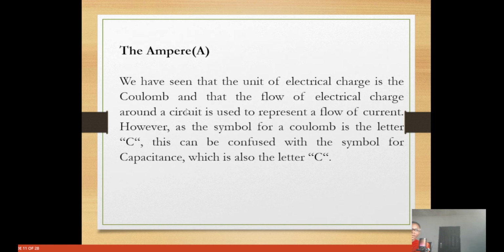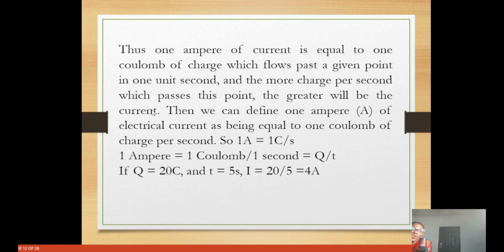The ampere. We have seen that the unit of electric charge is the coulomb, and that the flow of electric charge around a circuit is used to represent a flow of current. However, as the symbol for a coulomb is the letter C, this can be confused with the symbol for capacitance, which is also the letter C, but charge is in coulomb, and we represent it with letter Q. Thus, 1 ampere of current is equal to 1 coulomb of charge, that is Q, which flows past a given point in 1 second.